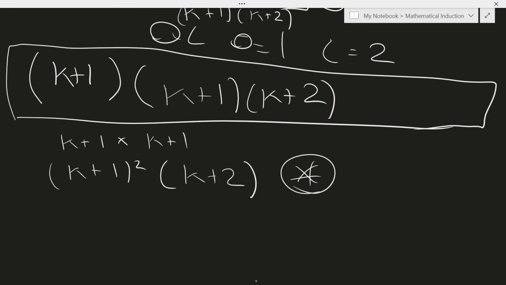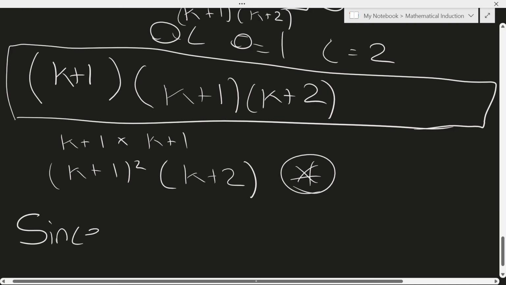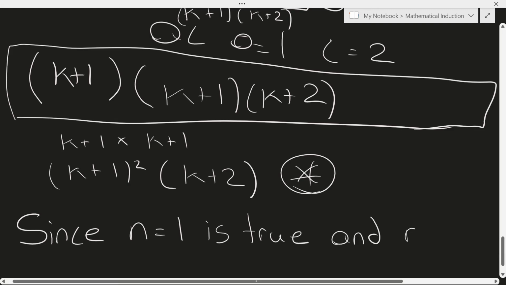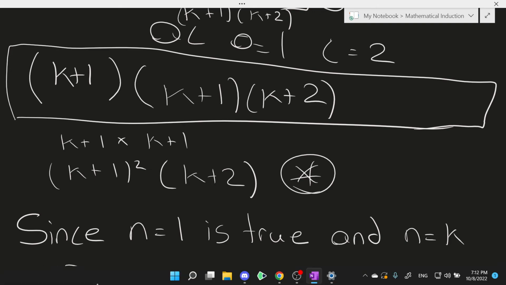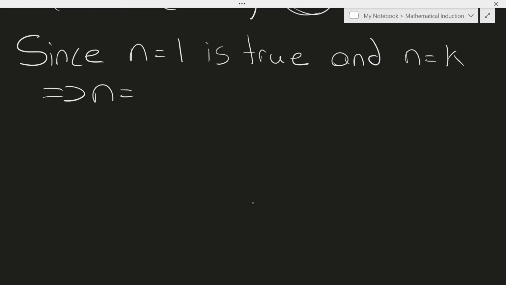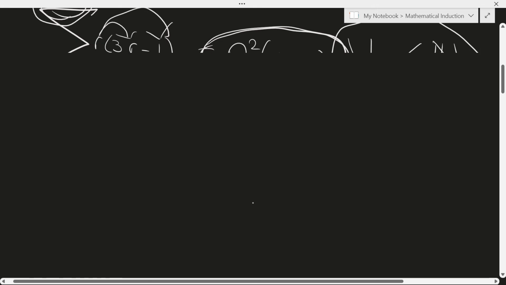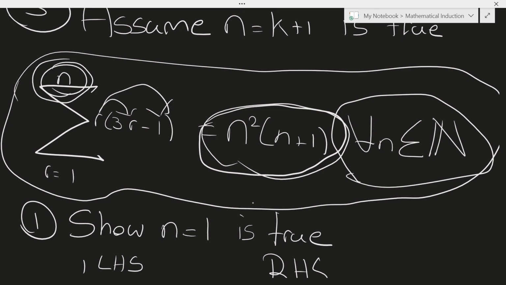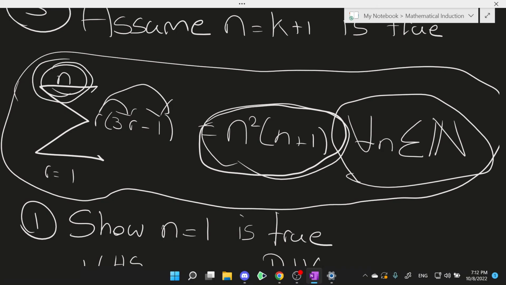So now we'll have, since n equals 1 is true, and n equals k implies n equals k plus 1, then, what we're essentially saying is that because those two are true, this whole equation is true. So in your concluding statement, just write back this entire equation right here, just as you got it from the question itself, and that should be how it works.